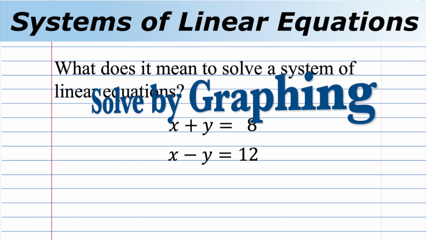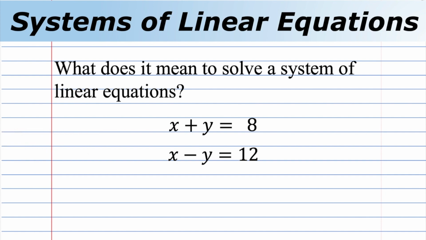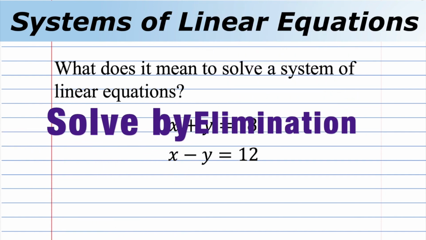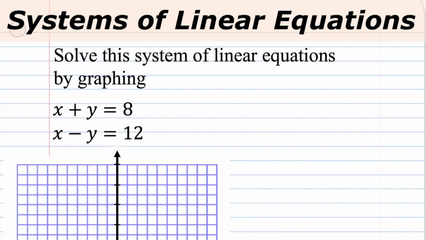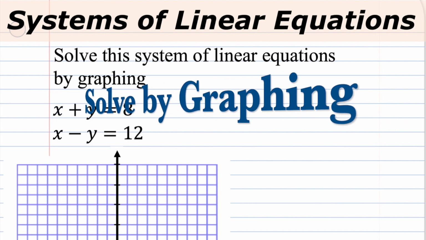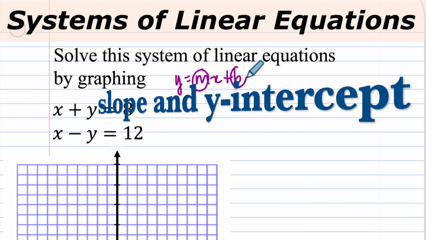In this video, I'm going to go through three different methods to solve a system of linear equations, and we'll use the same two equations for every method. The first method to solve this system is to graph each of the equations, and the way we'll graph first off will be to isolate y. y = mx + b. This form of the equation tells us slope and y-intercept.